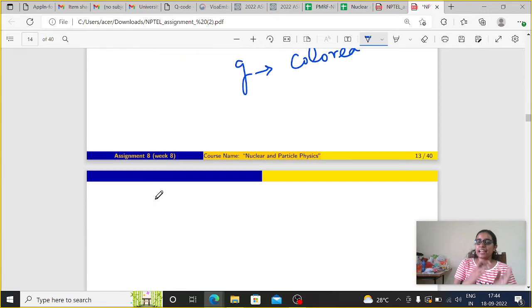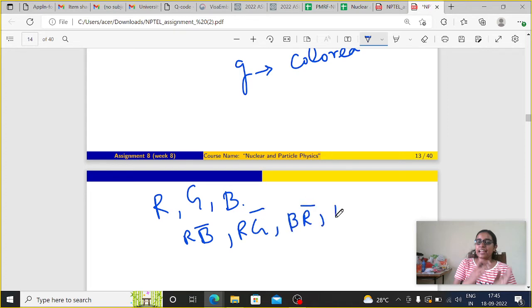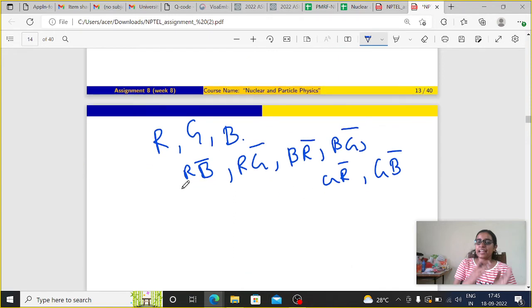Because we have three colors R, G, B. From those three colors we can make so many configurations, right? So if I write some of the configurations: R B bar, R G bar, B R bar, B G bar, G R bar, G B bar. These six combinations are totally colored combinations. Like R B bar is also color, R G bar is also color. There is nothing which is colorless.